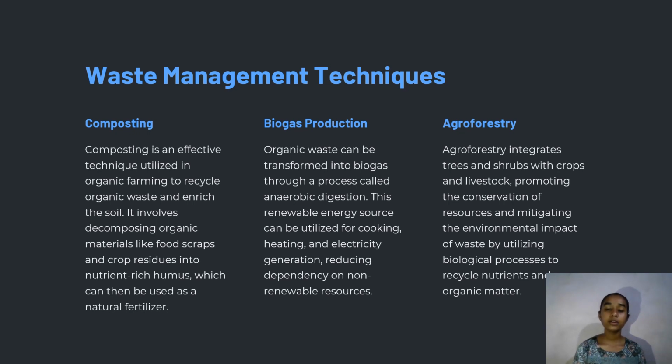Organic waste can be transformed into biogas through a process called anaerobic digestion. This renewable energy source can be utilized for cooking, heating, and electricity generation, reducing dependency on non-renewable resources. Next is agroforestry. Agroforestry integrates trees and shrubs with crops and livestock, promoting the conservation of resources and mitigating the environmental impact of waste by utilizing biological processes to recycle nutrients and organic matter.